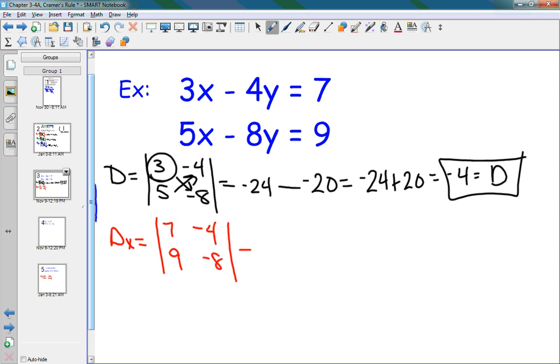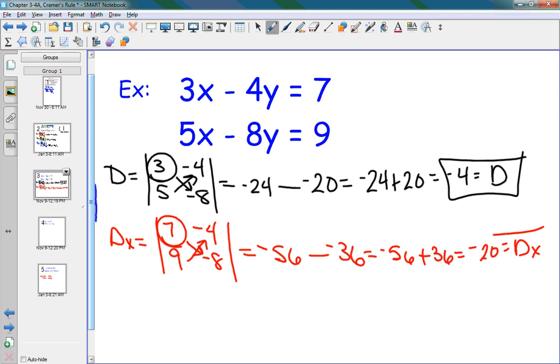-4, -8. How do I calculate a determinant? Starting at the top left-hand corner, cross multiply. 7 times -8 is -56. What goes next? Minus. Let's go to the other diagonal. 9 times -4 gives me -36. Minus a negative is a positive. And what is -56 plus 36? -20. Signs are not the same, so we subtract and keep the sign of the bigger number.